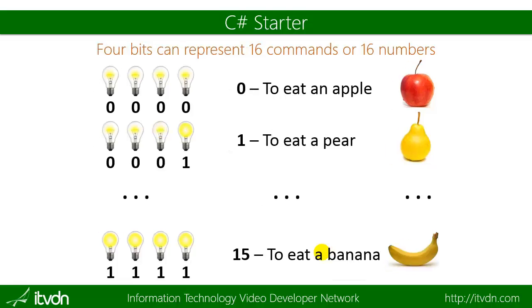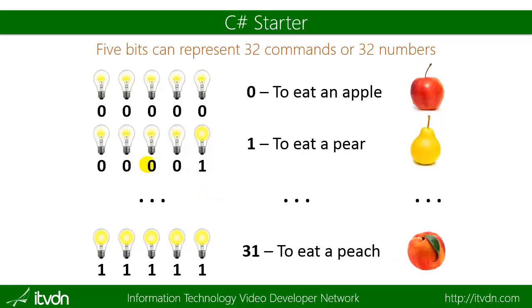If you add another light bulb, you will have 16 commands or 16 numbers. The principle still remains the same. You can go on and so forth until you have 16 commands. If you add another bulb, you have 5 bits representing 32 commands, and it remains the same. You keep on adding bulbs and we'll see what will happen.